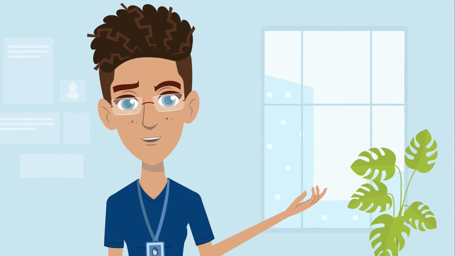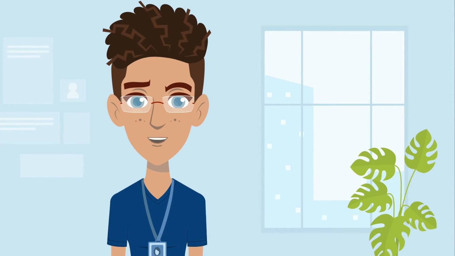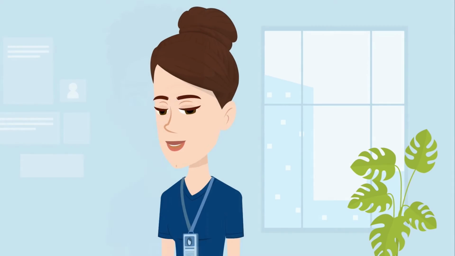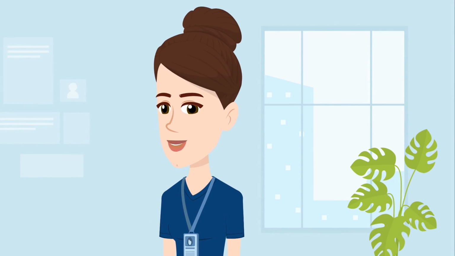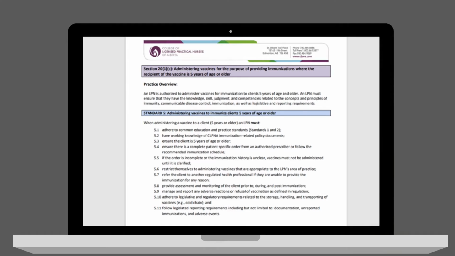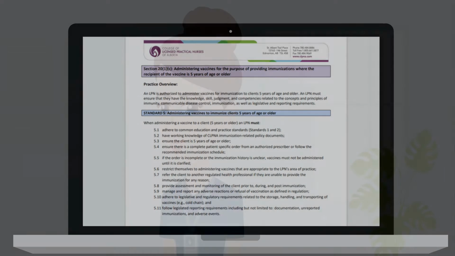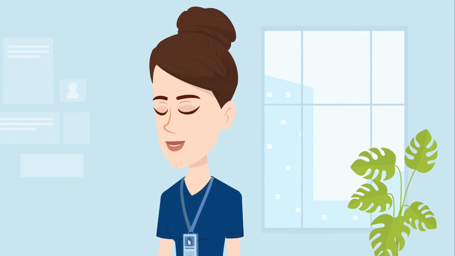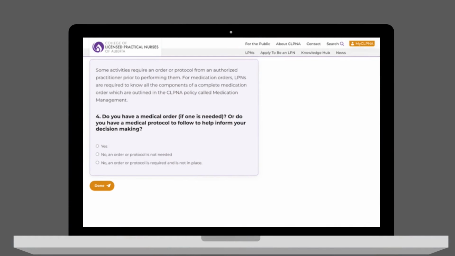This is where I got stuck because I don't have a medical order, and I wouldn't be performing immunizations on just one client anyway. I can see how you got stuck here. Let's back it up a step. If you look back on the Standards of Practice on Restricted Activities, Advanced Practice, and Supervision, Standard 5.4 states there must be a complete client-specific order from an authorized prescriber, or you can follow the recommended immunization schedule. So, in this case, we are following the Alberta immunization schedule and employer requirements. Okay, so that's a yes for question 4.